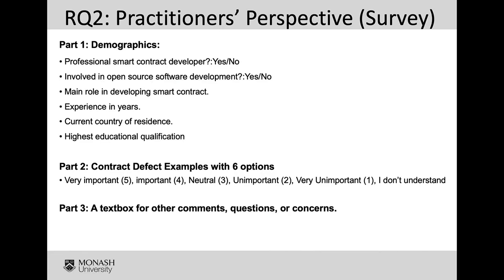Let's come to RQ2. We use our survey to answer research question 2. Our survey consists of three parts. In part 1, we collect some basic information about developers. In part 2, we give our detailed information of each contract defect with 6 options. The options are from very important to very unimportant, and we give our score from 5 to 1 to the first 5 options. In part 3, we give a text box to collect comments, questions, or concerns.